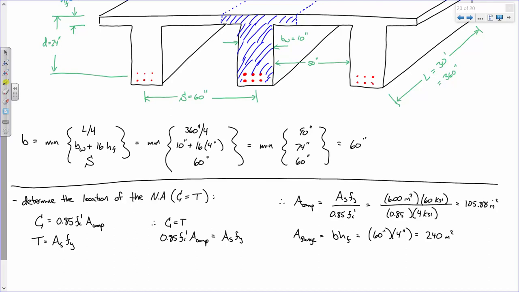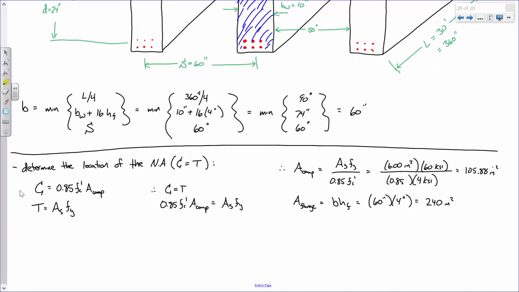Now, remember how I said that if you have a rectangular T-beam, this and this are no different? Same story. It's still a rectangular cross-section. So we can handle this beam now like we did the beams we've done in the past. So this is going to be pretty familiar. Does everybody have all of this? So watch this. If we've got that, we can say that A is A_s f_y over 0.85 f_c' b. Just like we've done before.